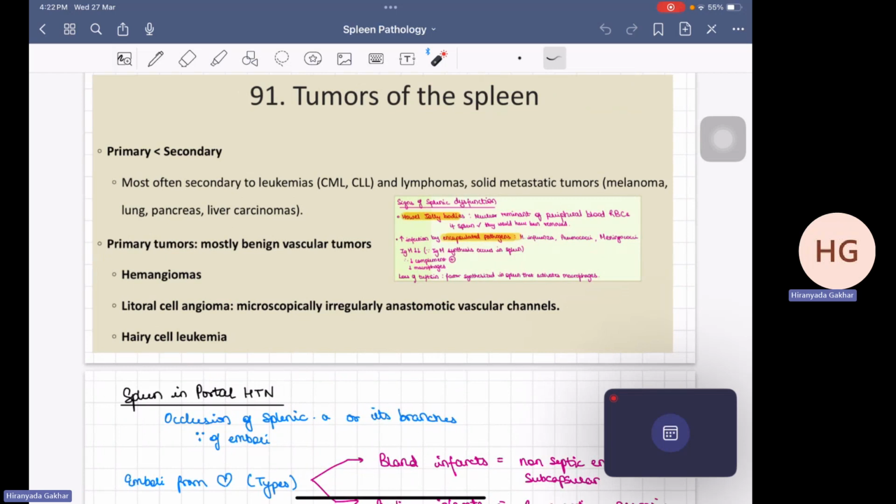Tumors of the spleen are usually secondary rather than primary. For primary tumors, they are mostly benign and vascular. They are hemangiomas or can be littoral cell angioma or hairy cell leukemia. But as I said before, the secondary ones are more common. So we most often see leukemias or lymphomas, or there is a solid metastatic spread of the tumor from a melanoma or lung carcinoma, pancreatic cancer, or liver carcinoma.